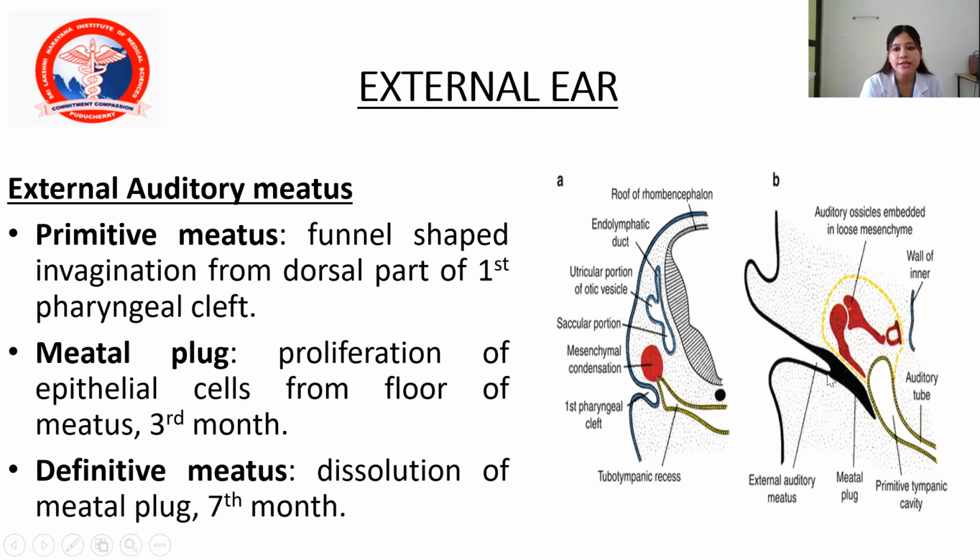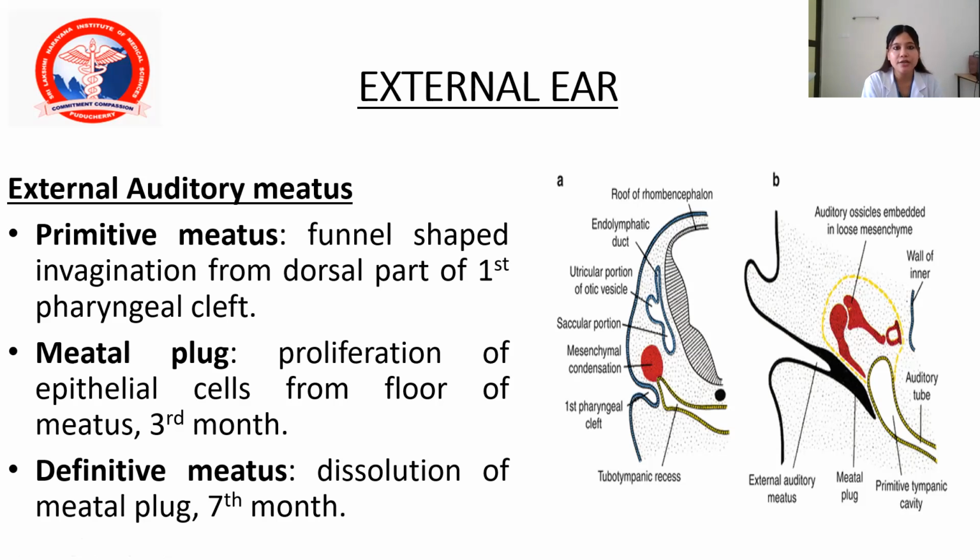The epithelial cells which are present in the floor of the first pharyngeal cleft will proliferate and form the meatal plaque. Then what happens? Dissolution of this meatal plaque at the 7th month of the embryo will form the definitive meatus. So how has the external auditory meatus been formed?